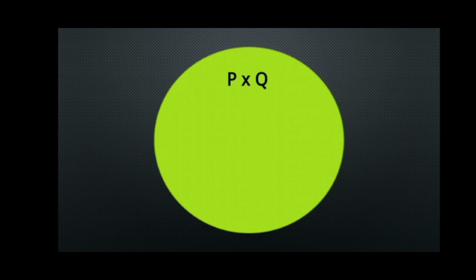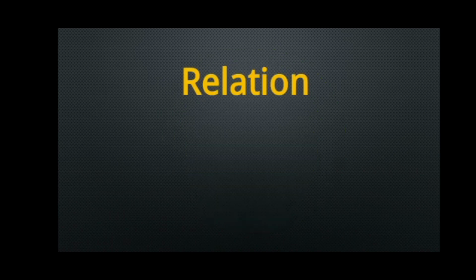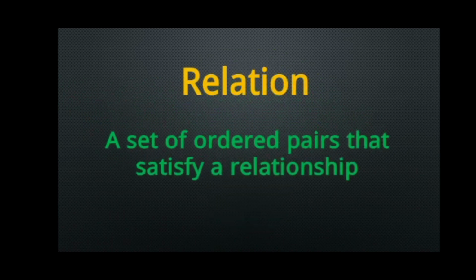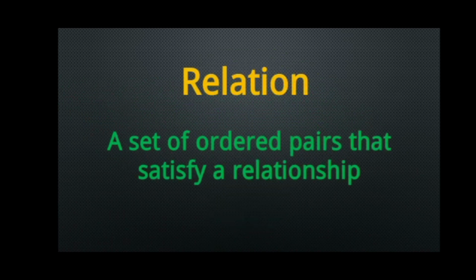If we represent the Cartesian product P cross Q as a set in the form of a circle, then R will be a subset of P cross Q. That is the basic concept of a relation. A relation gives us a set of ordered pairs that satisfies a relationship.